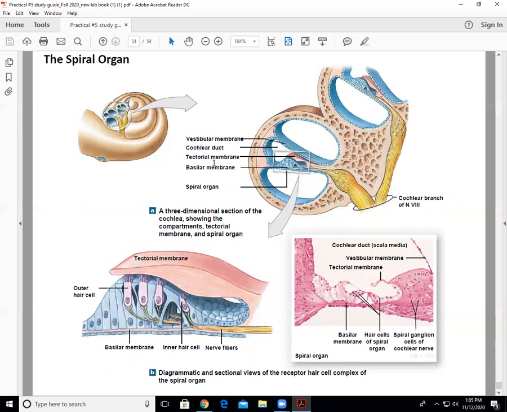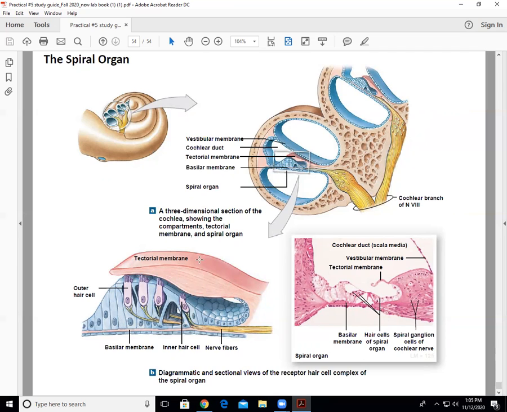All right, spiral organ. Again, part of your cochlea, another view. Again, vestibular membrane going around those tympanic ducts. This is the cochlear duct, where that spiral organ is. This pink structure is your tectorial membrane. And this is the basilar membrane.